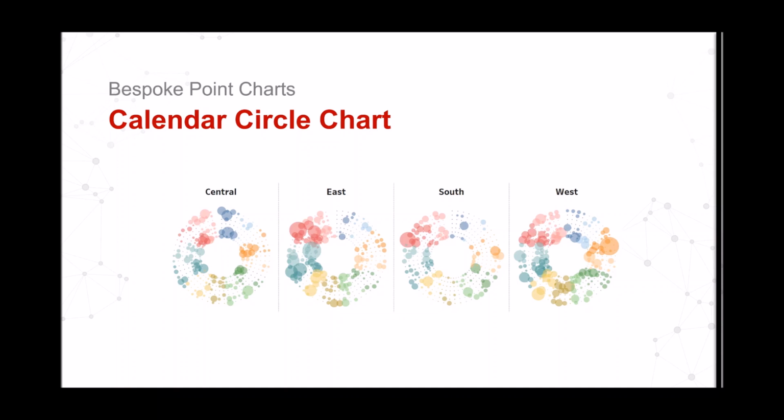So each color in the circle represents an individual month. And the size represents the sale amount. This allows us to quickly identify an individual point of interest. So, with this said, let's open up Tableau Desktop and let's get building.